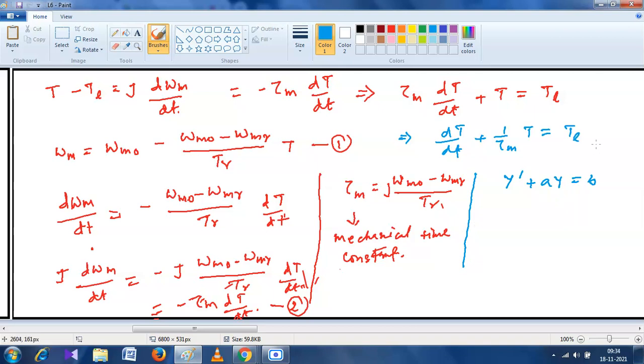So if we compare this equation, we can write it like that, or you can write it also. This is basically a derivative. Y dash means dy/dt. So what is the solution of that equation? Suppose we have an equation like dy/dt plus ay is equal to b. What is the solution?